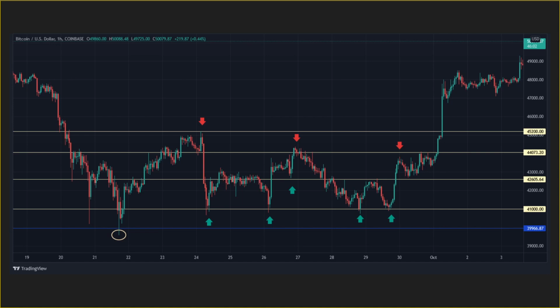Here's an example. This is Bitcoin on the 1 hour chart. And as we can see, we could have identified these ranges, right? We have these clear ranges identified. Let's say 40K is some sort of bottom, and then 41, 42, 44, and 45. And now this isn't necessarily done just based on random numbers.